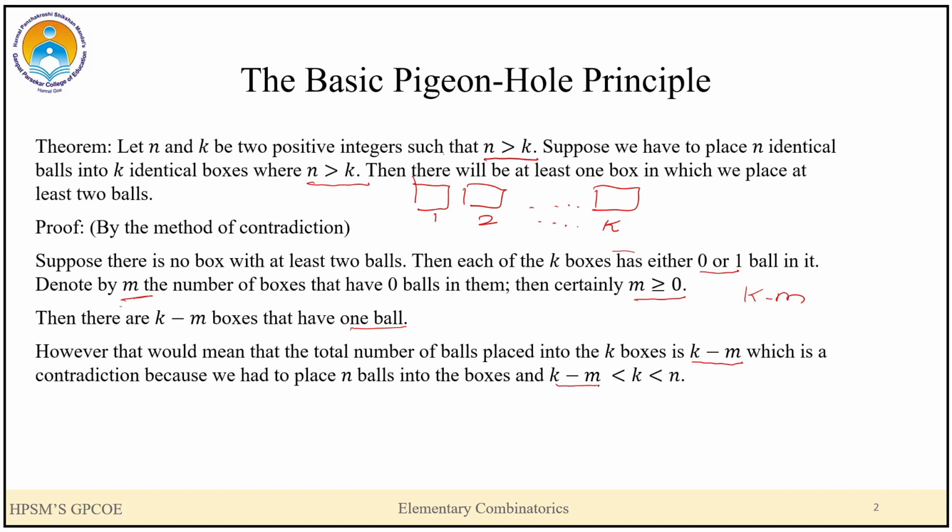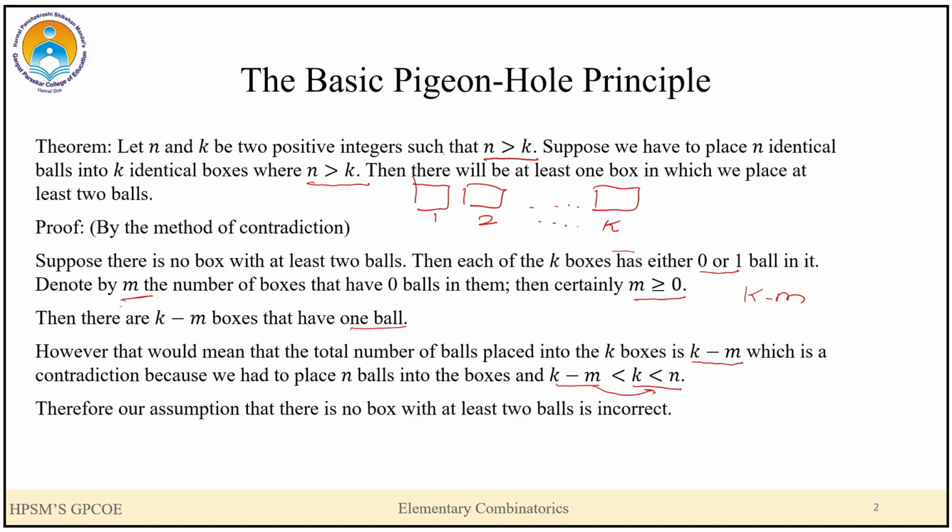This k minus m quantity is strictly less than or equal to k, and k in turn is strictly less than n. So that means k is less than n. In this process, what we have done is we have placed only k minus m balls, which leads to a contradiction. So if we are getting a contradiction, that means our assumption is incorrect and there will be at least one box in which we place at least two balls. So therefore our assumption that there is no box with at least two balls is incorrect.